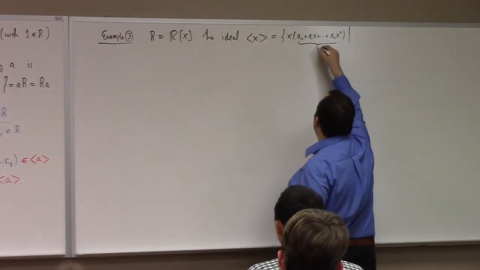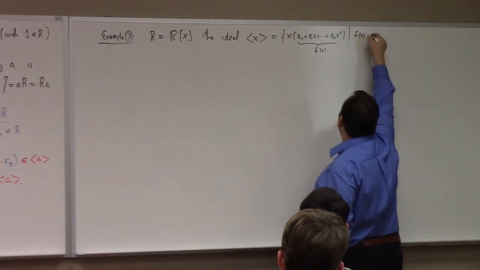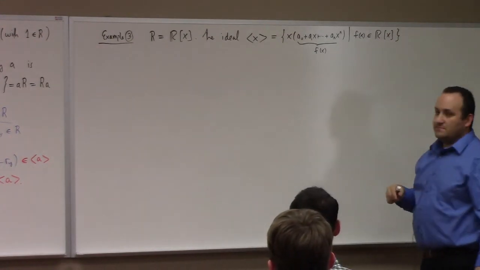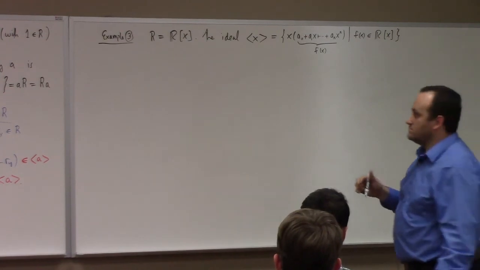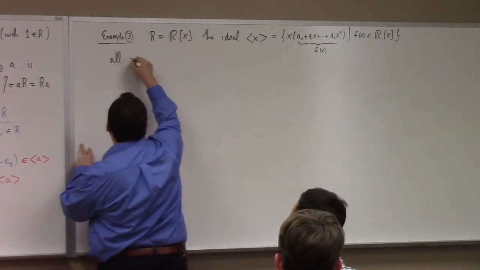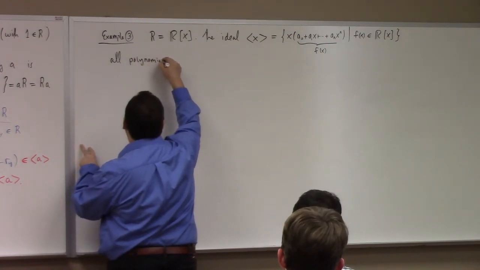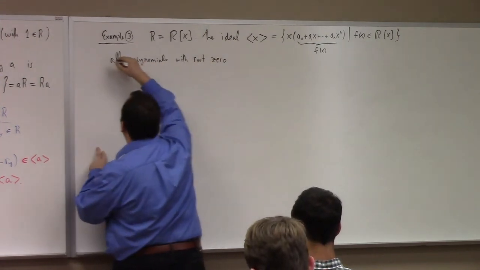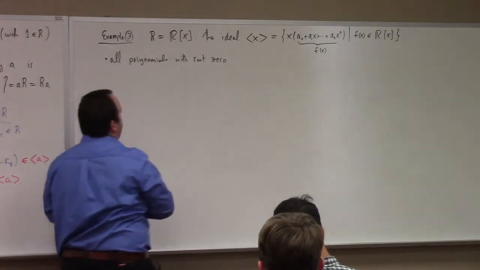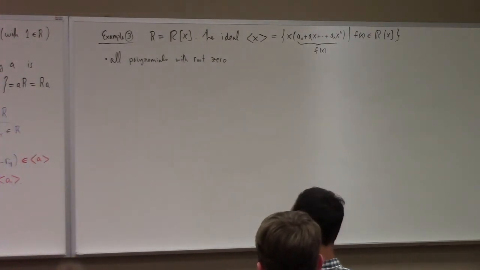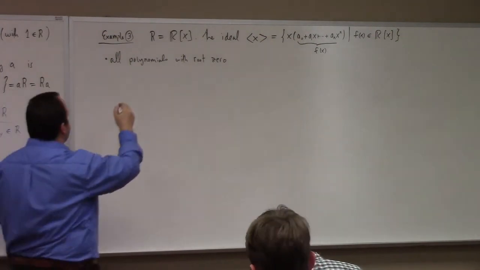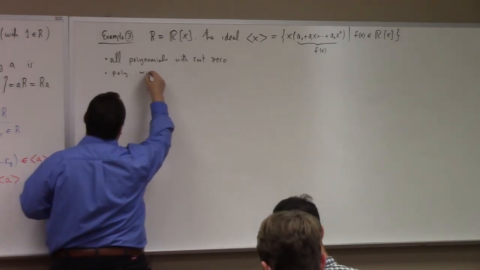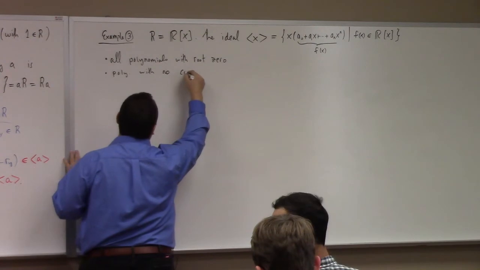Let me call this thing f of x because I'm tired of it. Can you put it into words? What is this ideal? So you said it's all polynomials with root 0. That's not a bad thing from our previous experience, but we don't necessarily think of polynomials as functions in abstract algebra. So it's not wrong. But another way to say that would be polynomials with no constant term, right?